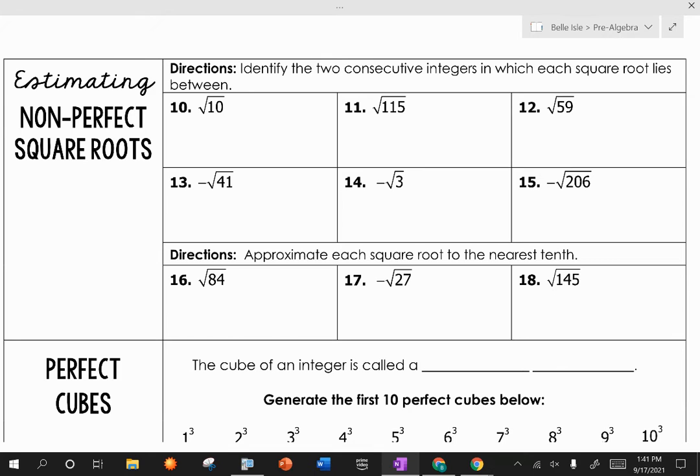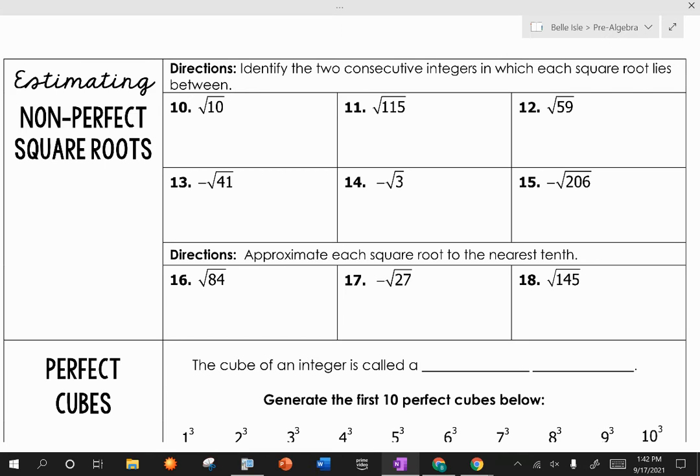Let me talk to you about what this is going to look like. On number 10, first, yes or no question: is the square root of 10 a perfect square? I gave you the list of perfect squares on the first page. At the very top, where it says perfect squares, I gave you a list of the first 10 perfect squares. 10 is not a perfect square.